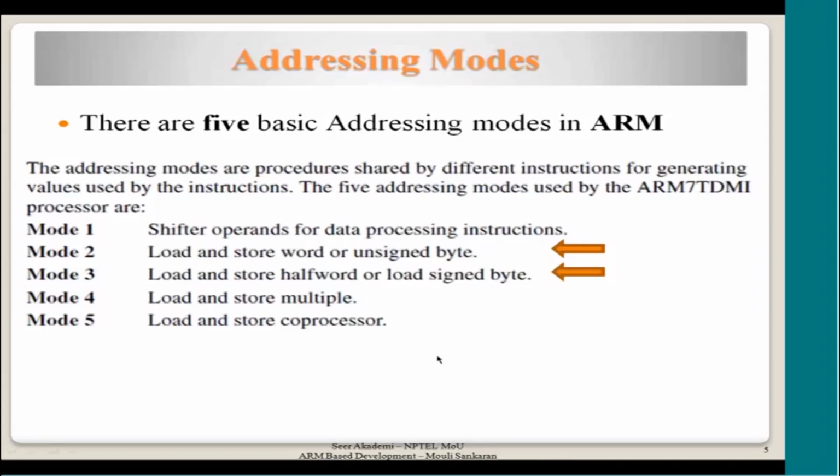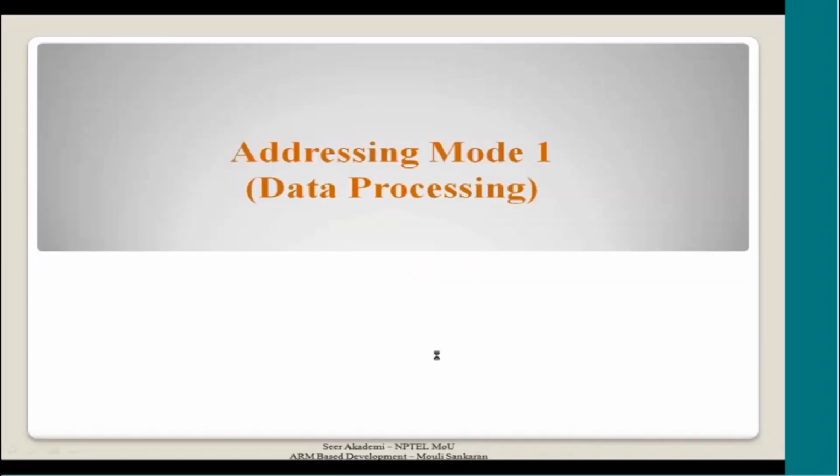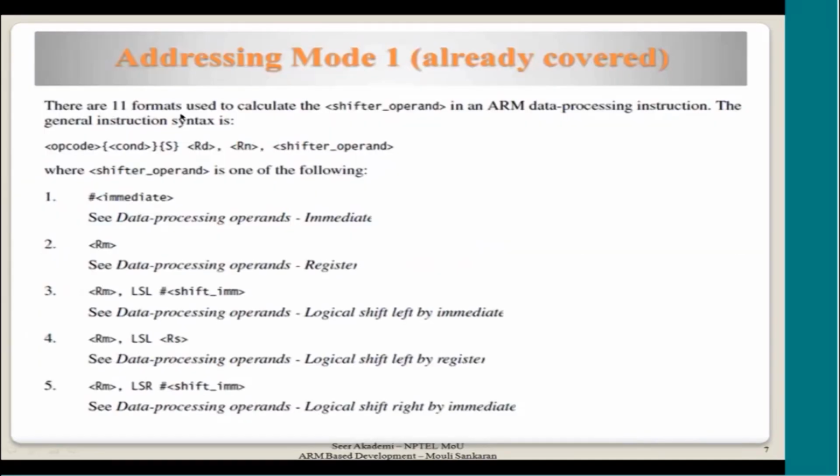Now addressing mode 1. In this there are basically 11 different formats, which we saw earlier. To refresh your memory, I will give you one example of each, and then we will go to addressing mode 2.